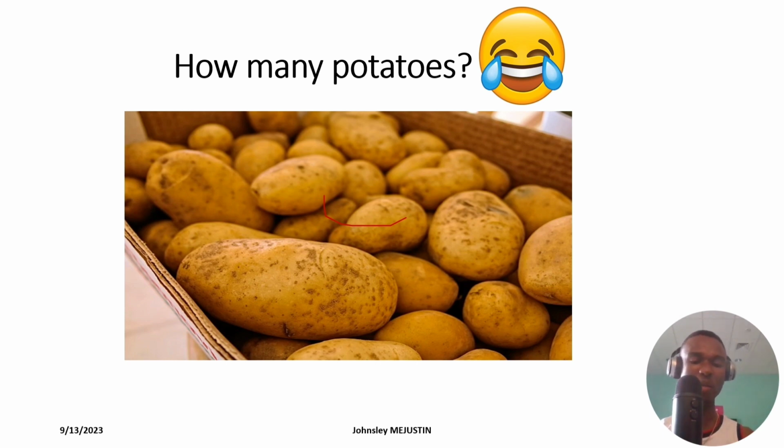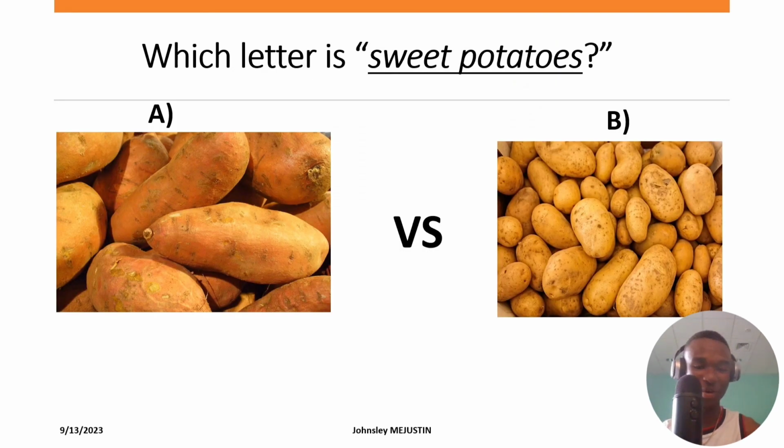You will have to tell me how many potatoes there are in that box here, in this thing right here. Tell me how many potatoes there are. Okay, I'm being funny.